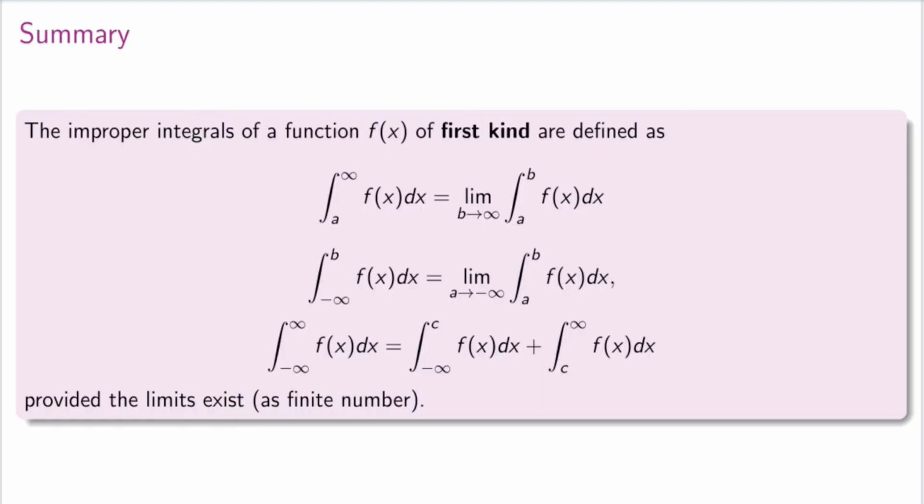To summarize, we can add 2 formulas to our first kind improper integrals. First we had the upper limit, which we did in the previous video, where we replace the upper limit with a limit. We can replace the lower integration limit, if it's minus infinity, with the limit a to minus infinity. And if we have infinity in both the bottom and the top, then we need to split. We split the integral into 2 bits, where one is from minus infinity to c and the other from c to infinity.